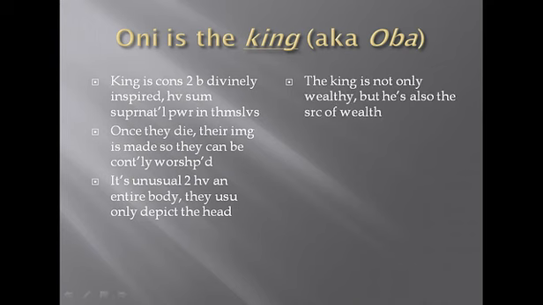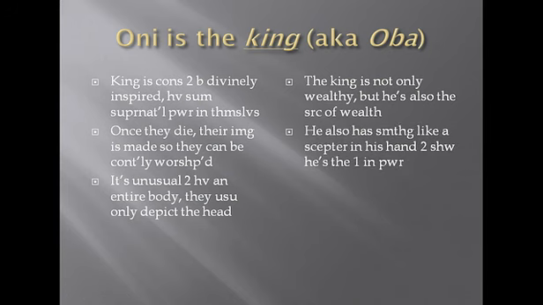The king is not only wealthy, but he's also the source of wealth. He also has something like a scepter in his hand to show he's the one in power. That's what Oni had, the scepters. The sculpture is not all metal on the inside, only outside.